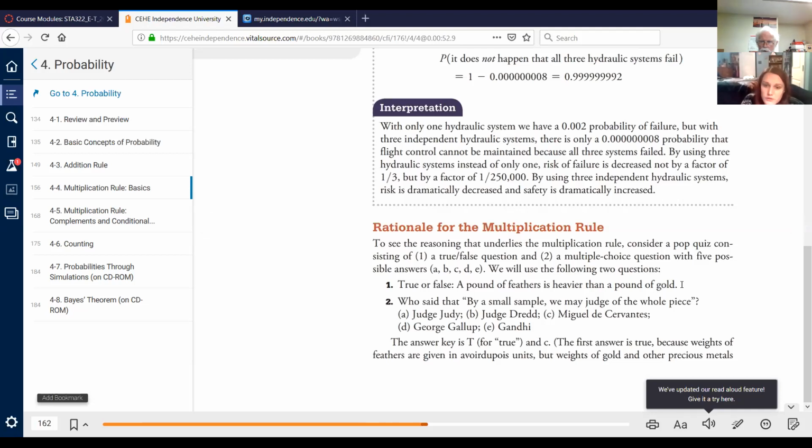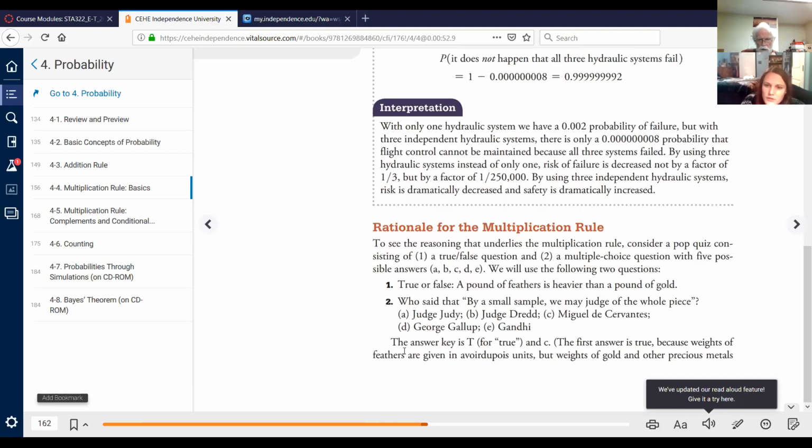False. That's right. A pound is a pound. Feathers individually are lighter, but a pound is a pound. And it just happens to be that a pound of gold is about this big, and a pound of feathers is going to probably fill up half my office. So size doesn't matter. And then, who said "by a small sample we may judge the whole piece," and there's 5 choices.